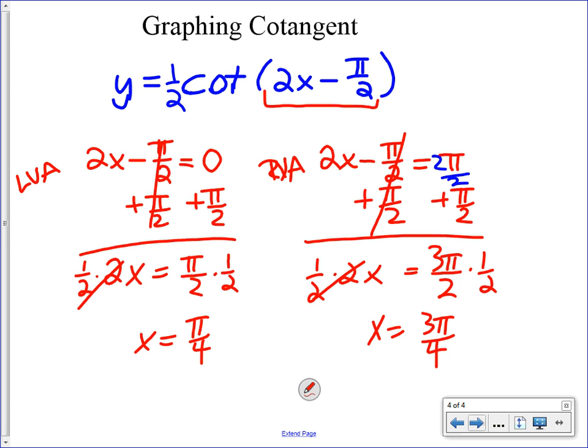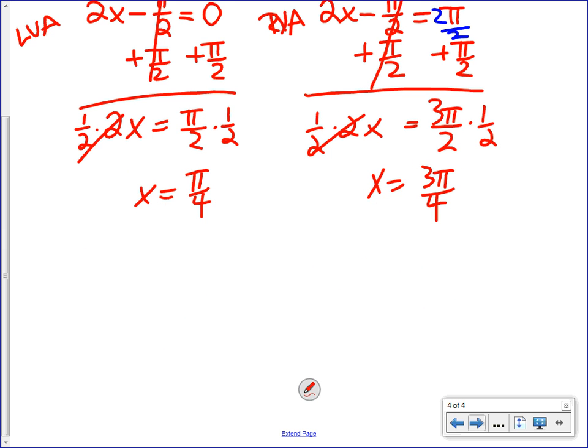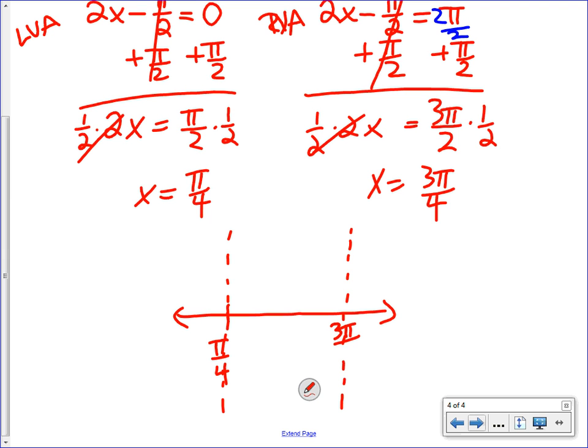Okay, we're ready to sketch our graph. We're going to set up our x-axis. So our left VA is at pi over 4. Our right VA is at 3 pi over 4. We're going to find that middle point. So we're going to add our endpoints. 1 pi plus 3 pi is 4 pi over 4, which is pi, divided by 2 is pi over 2. And then we're just going to sketch the graph for cotangent.